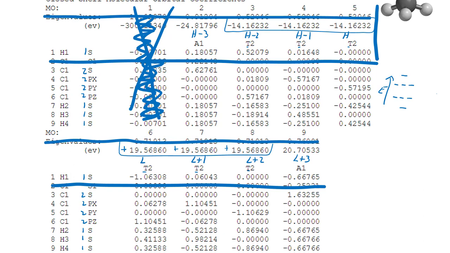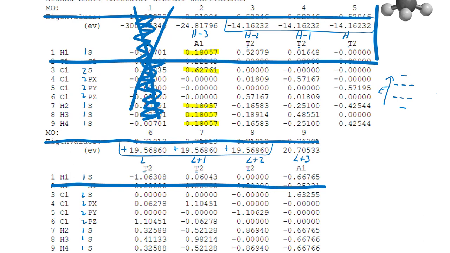Last thing I'll do, and I think it's probably important for us to do before we jump too far into this, is look at the main contributors, right? We can say which of these atomic orbitals are going to contribute. And so if we look at HOMO minus 3, we see that we have contribution from the hydrogen 1s, the carbon 2s, and then all of these hydrogen 1s's. Look at that.